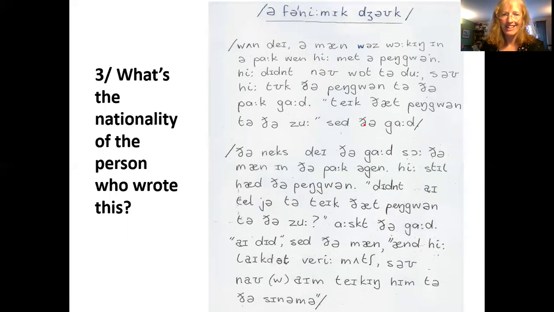Okay. Third task. What's the nationality of the person who wrote this? Okay, pause the screen for 2 or 3 minutes. See if you can work it out. This time you need to read for great detail.